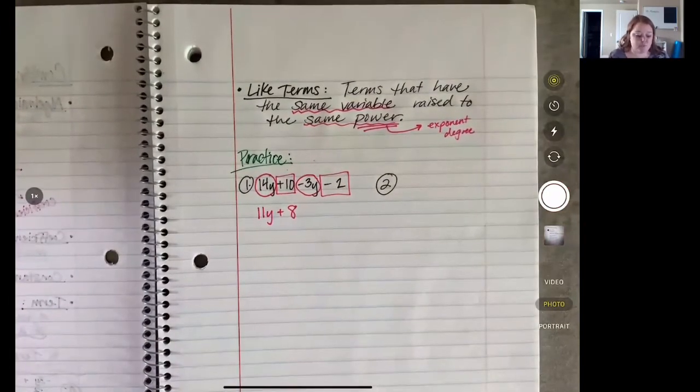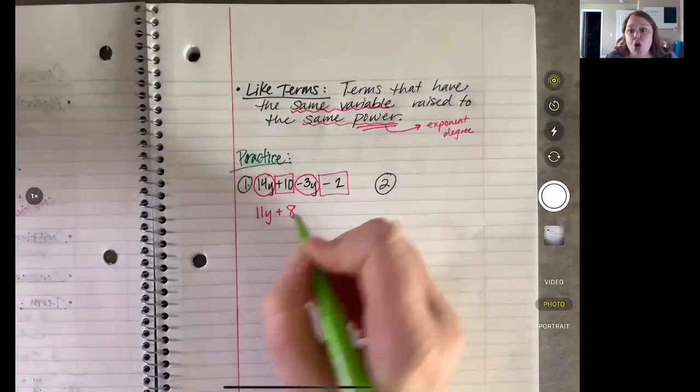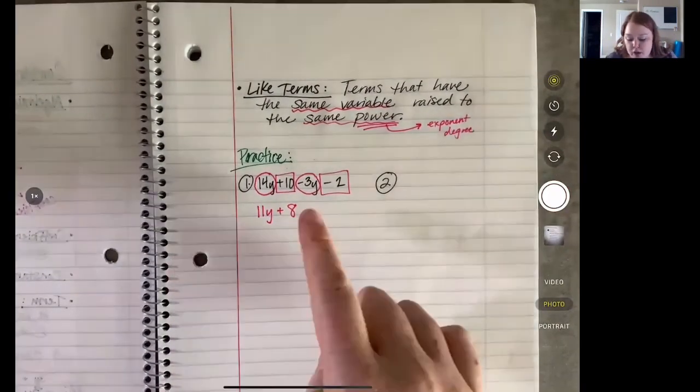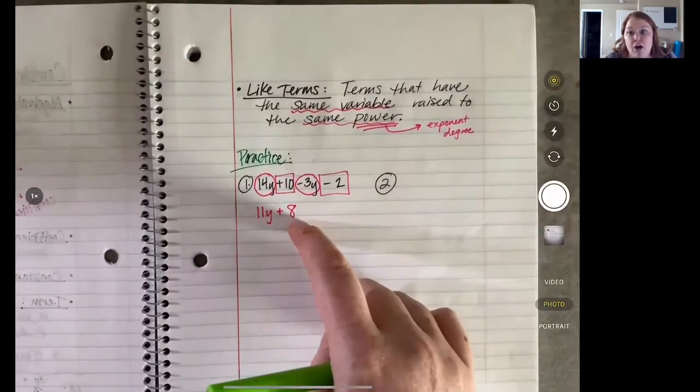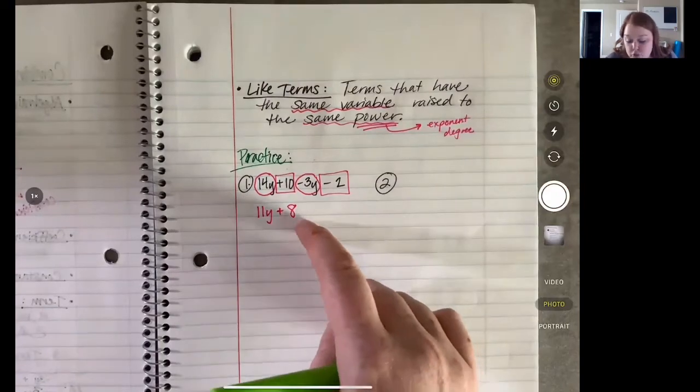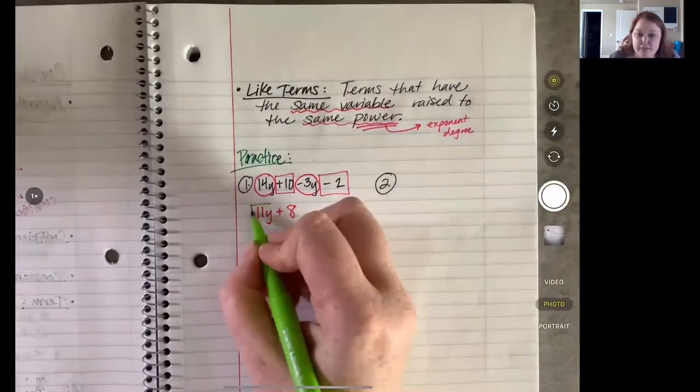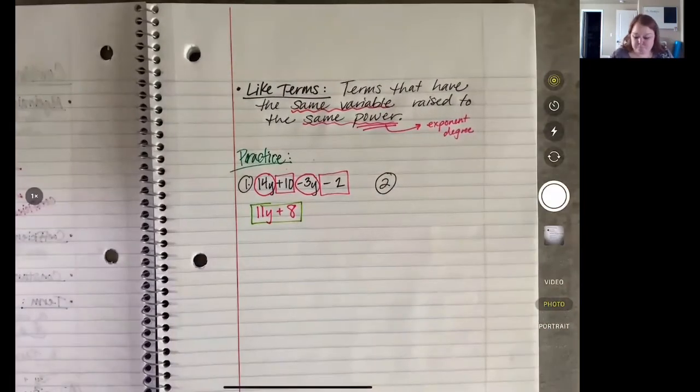Now this is where some of you have your pencil ready and you're like, oh, that's 19y. No. You cannot put these together. They are not like terms. They do not both have y's on them. So you're done. Final answer, 11y plus 8.